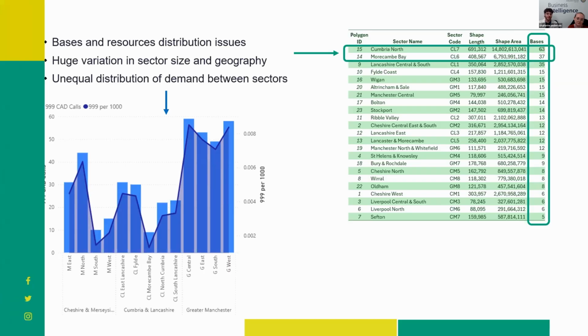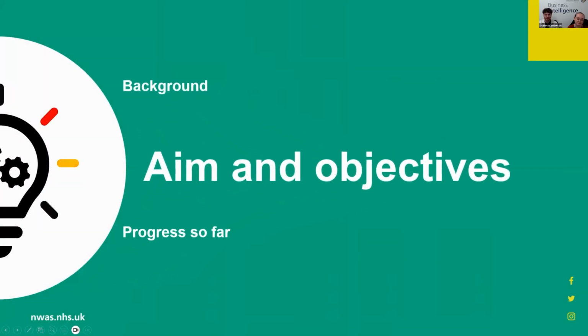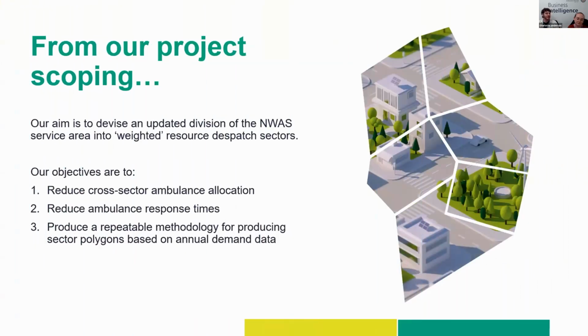So that's our background. In terms of our aim and objectives off the back of this issue that crops up for NWAS, what we want to do is devise an updated division of the NWAS service area into more weighted resource dispatch sectors that take into account where people live in 2025, and where the incident demand is in 2025.